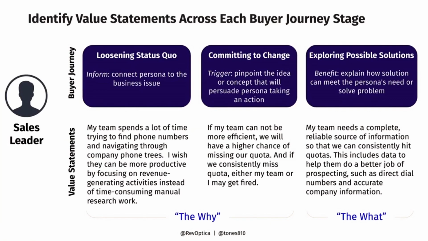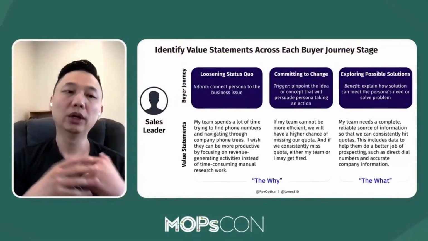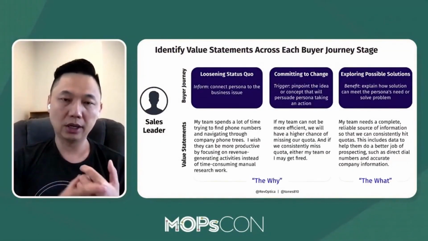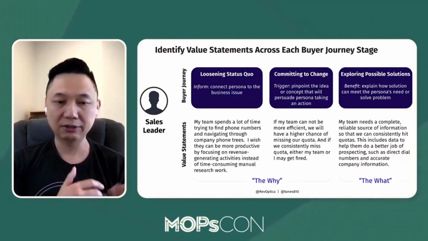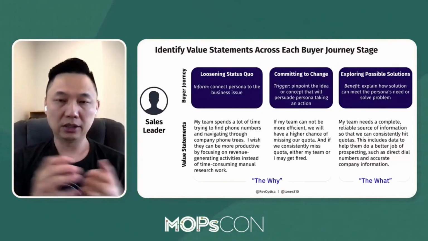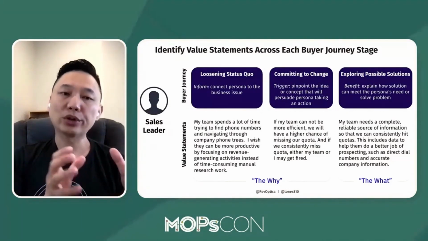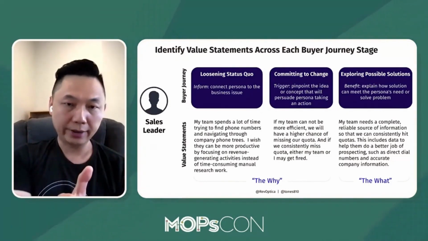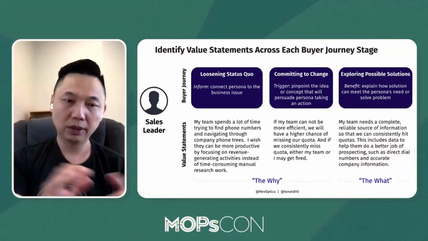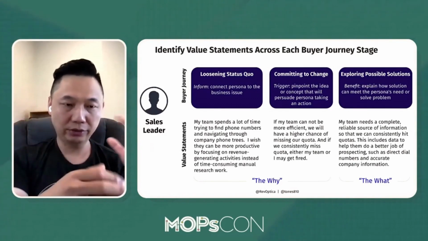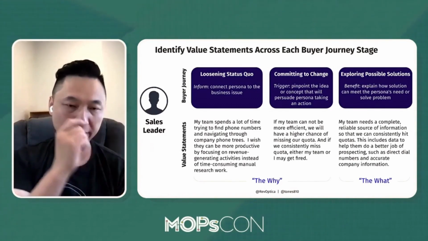And the goal is to message against those value statements. The whole idea is to reinforce the messaging along those value statements, where you're bringing them from one stage to the next. Here's an example, okay? If you recall, sales leader could be a CRO, could be an SVP of sales as a target persona. If that person is in the loosening the status quo stage, and we could just assume almost everyone is on that stage if you're starting to reach out to prospects, right?